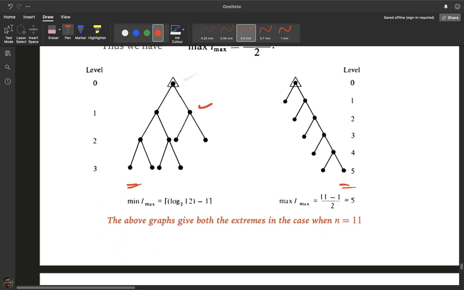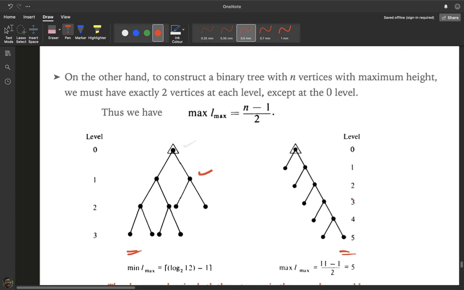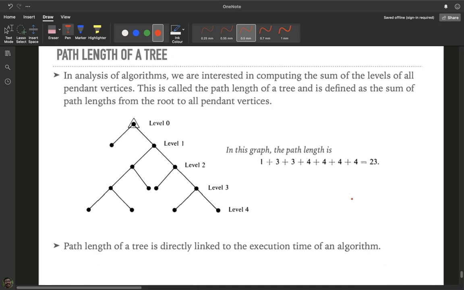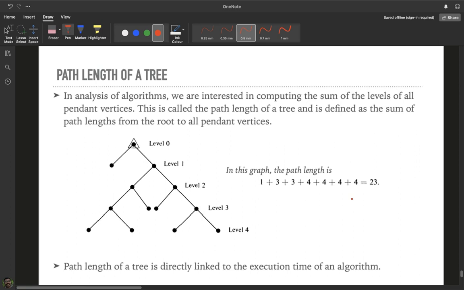Both of them are drawn for the case n equal to 11. Moving forward, a simple concept is there. What do you mean by path length of a tree? This is also just of academic interest. The path length of a tree is basically the sum of the levels of all the pendant vertices.